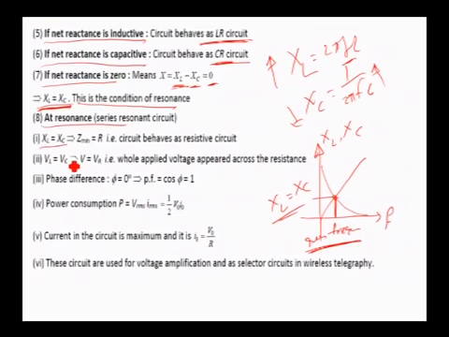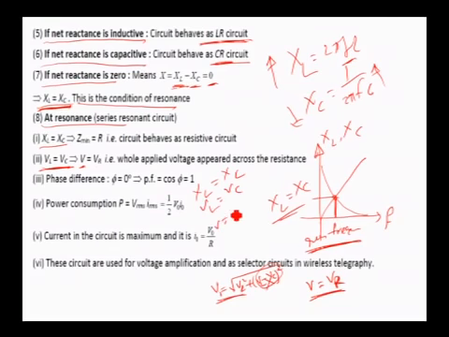When XL becomes XC, VL is also equal to VC, then the total voltage is VR, because V is equal to root of VR square plus (VL minus VC) whole square. If this gets cancelled, then you get only V equal to VR. That shows when at resonance XL is equal to XC, VL is equal to VC, the net voltage will be only the voltage across the resistor. It behaves as a pure resistive circuit.